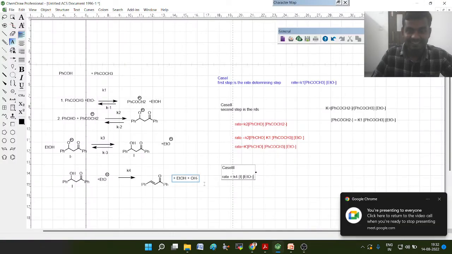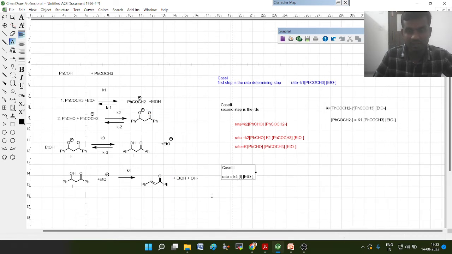Okay, so again I am saying my goal is to replace this concentration of I with the concentration of known reagents which we can measure.